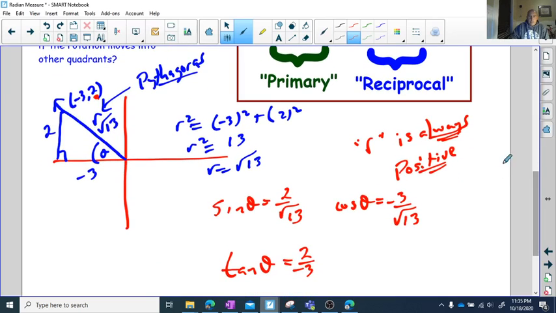If I needed my reciprocal ratios, cosecant would be radical 13 over 2. Secant would be negative root 13 over 3. And cotangent would be negative 3 over 2. You just take the reciprocal. So I want you to notice what happened. All of a sudden, one of my trig ratios switched to negative.